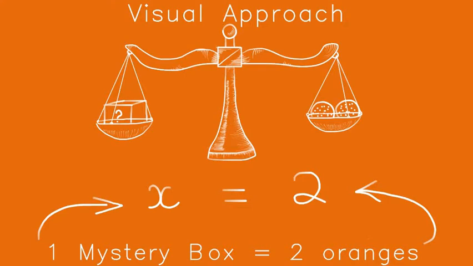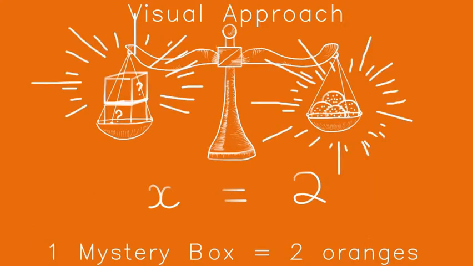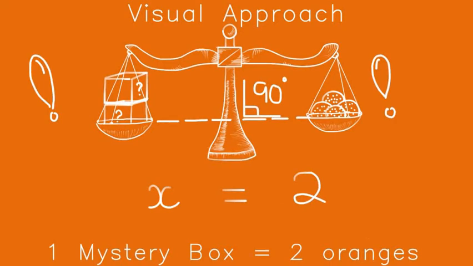Because there is 90 degrees over here, we can actually say that the thing is balanced. Okay, so what we actually did over here is put some extra stuff inside the mystery box, and it is still balanced.